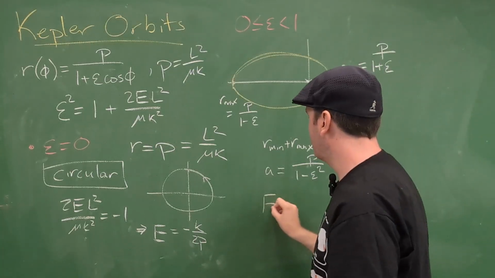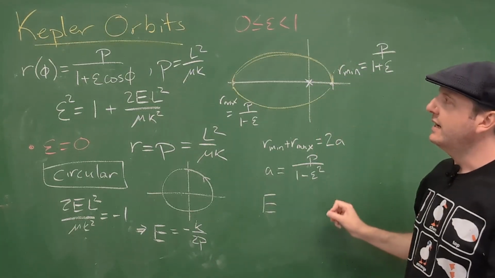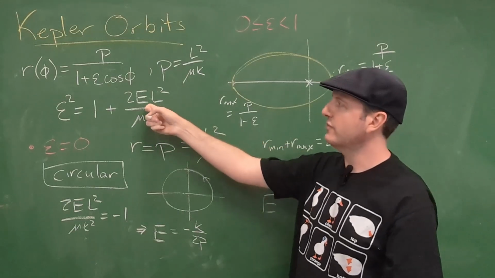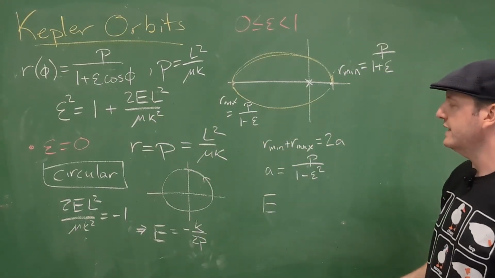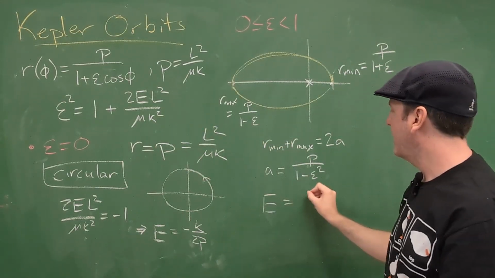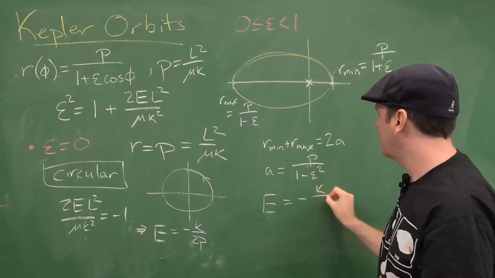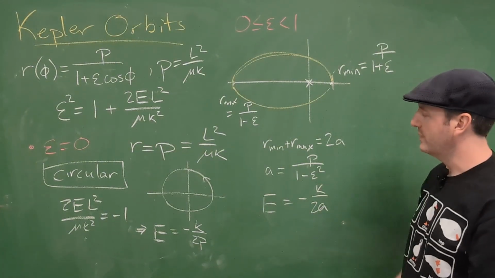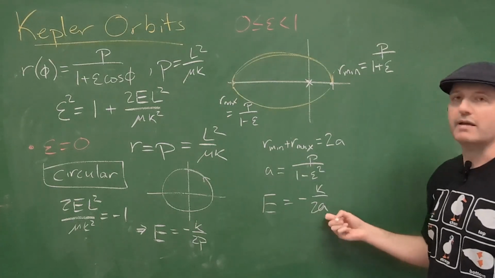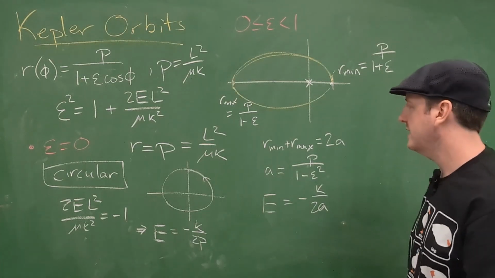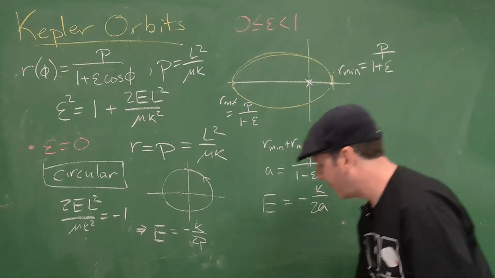We can also go ahead and plug these values in to our original equation here for the eccentricity, if we know what it is, and we'll end up getting the result we've seen earlier, which is that the total energy of this orbit is minus kappa over 2a. So now it depends on the size of the orbit in terms of the semi-major axis.